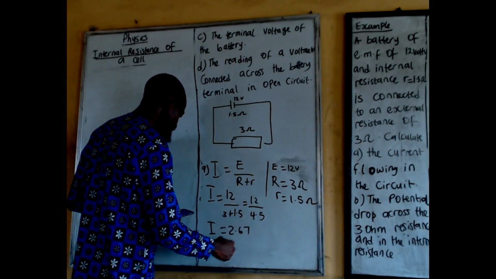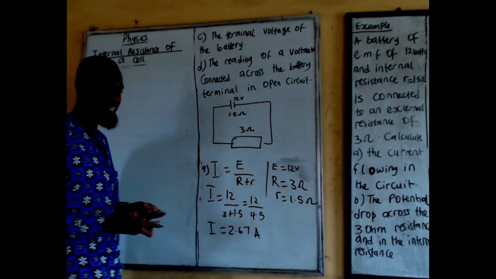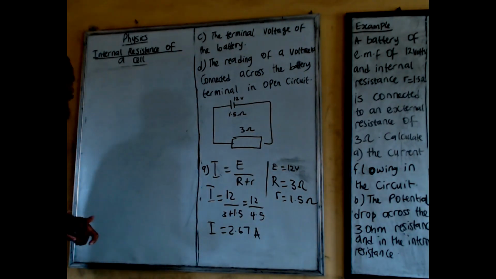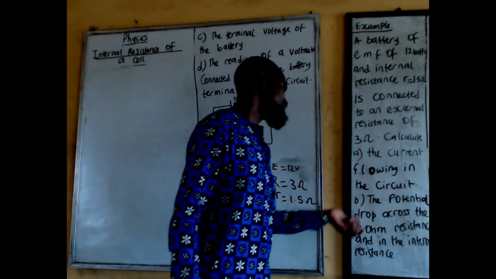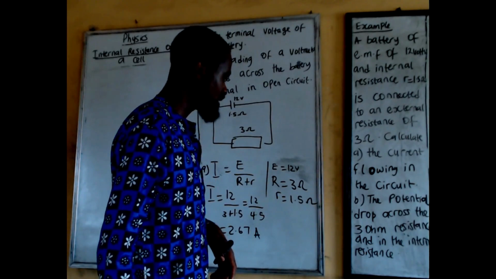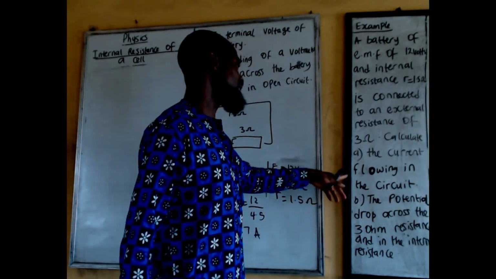So, 2 decimal places. What are we calculating for current? The SI unit will be ampere. And that is the current flowing through the external resistor, which is also the current flowing in the battery. Now, it's the current flowing in the circuit.